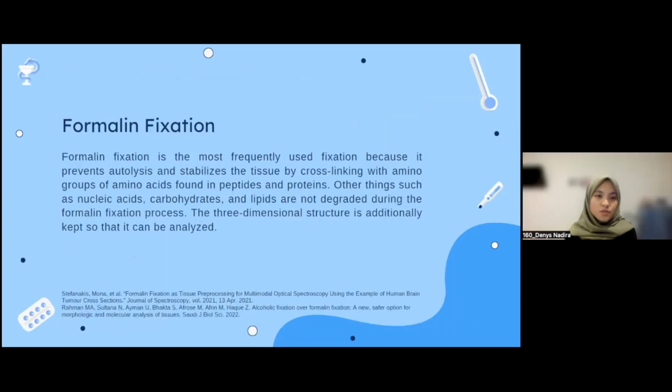Okay, so the last one is formalin fixation. Formalin fixation is the most frequently used fixation because it prevents autolysis and stabilizes the tissue by cross-linking with amino groups of amino acids found in peptides and proteins. Other things such as nucleic acid, carbohydrates, and lipids are not degraded during the formalin fixation process. The three-dimensional structure is additionally kept so that it can be analyzed.